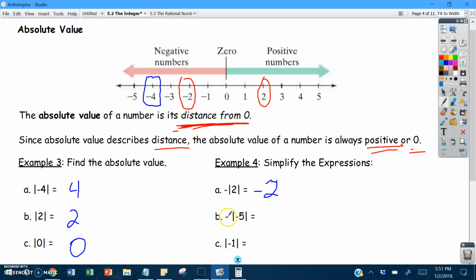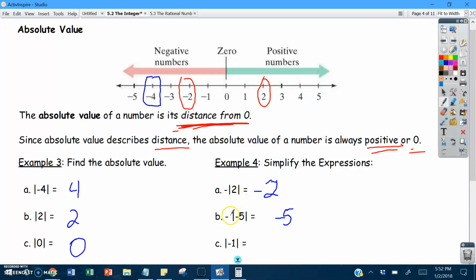Here we have a negative and then an absolute value and then a negative 5. So we'll want to take the absolute value of this first. The absolute value of negative 5, let's see, it's 5 units from 0. So this is just 5. But then there's a negative sign out here. So we're going to want to make that negative, just like we did up here. This ends up being negative 5.